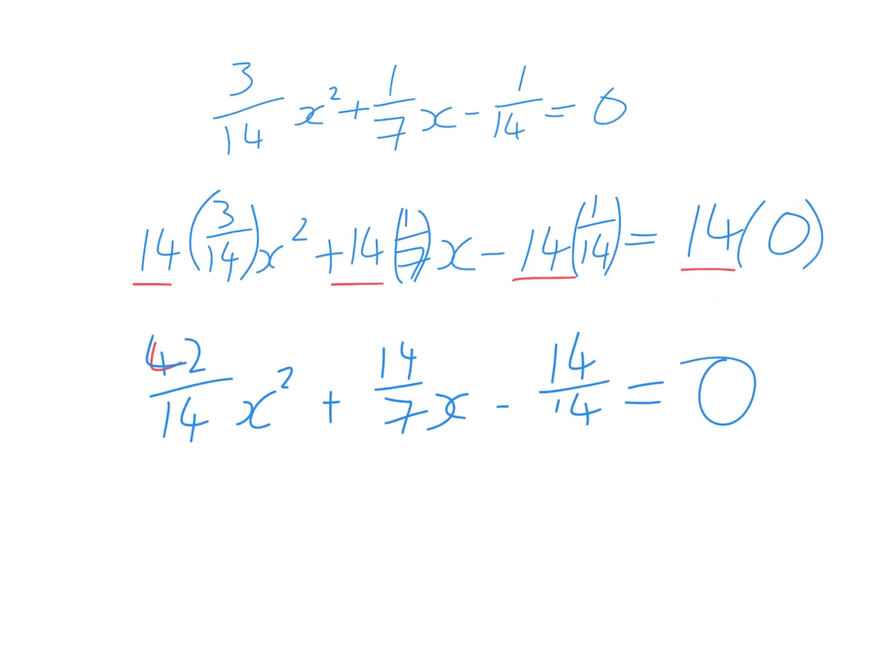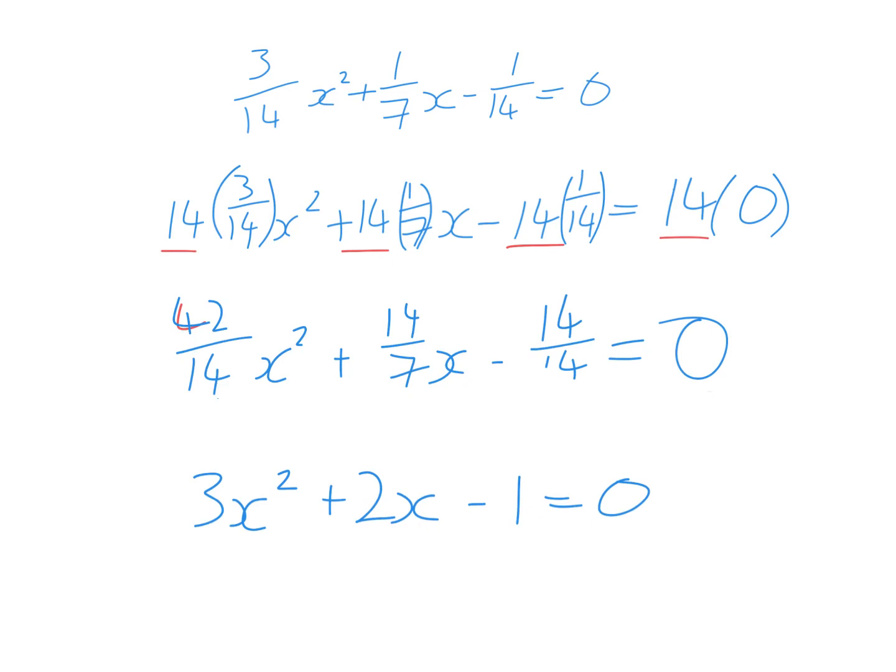Okay, so now we're going to set about cancelling all these fractions, and we know because we multiplied every term by the right number, these fractions should divide and we'll not have a bottom on our fractions anymore. So 42 divided by 14 goes in evenly, and we're just left with 3x squared. 14 divided by 7 divides in evenly, we'll just be left with 2x. And 14 divided by 14 is 1. So everything's gone to plan. We've gotten rid of all our fractions here.